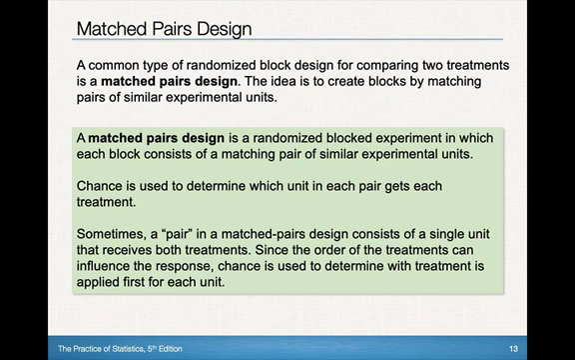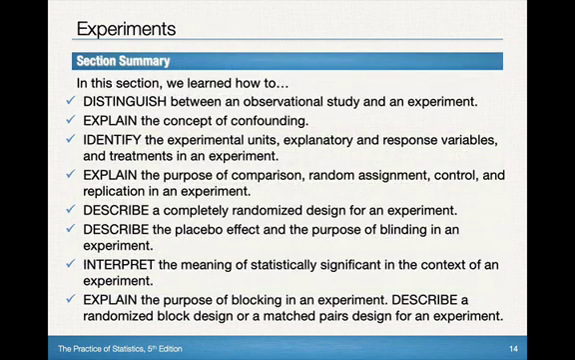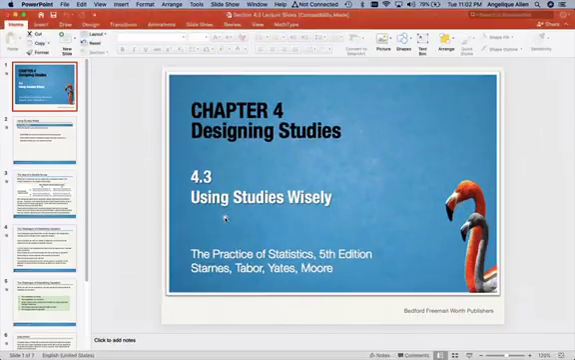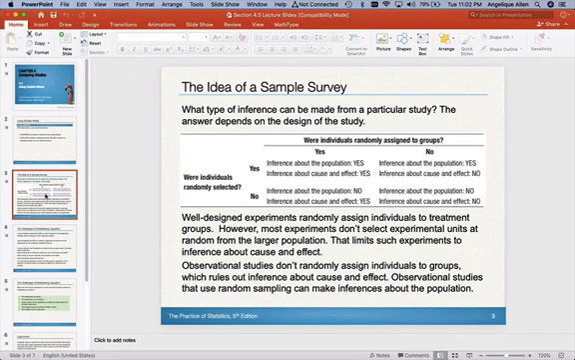So watch for matched pairs in this class, because there'll be a slight difference in the type of inference that you do to compare these kind of results. Right now we're just talking about what kind of elements in the design could we choose. So I'm going to actually move on to the very brief section 4.3 here, and talk about the part of it that is in the AP exam.